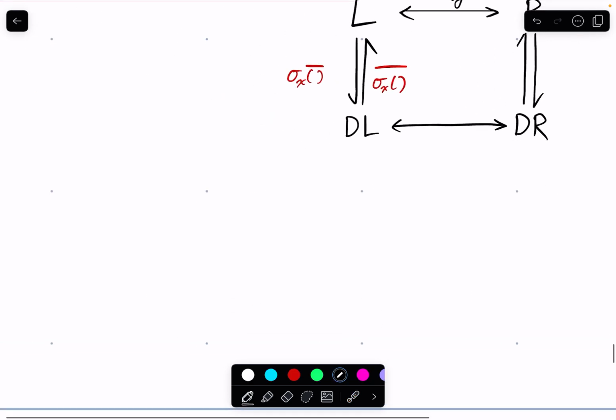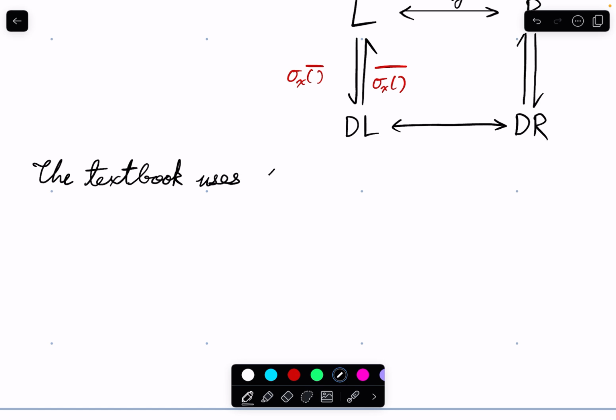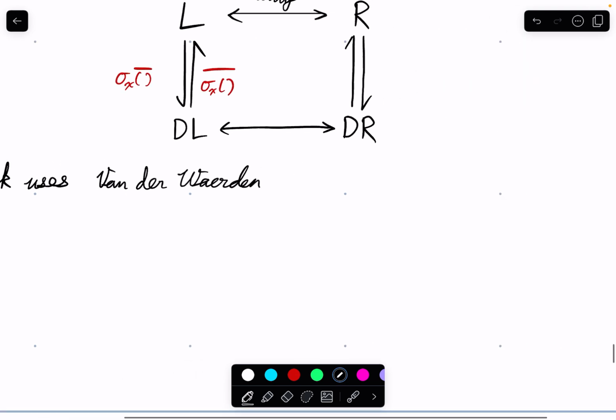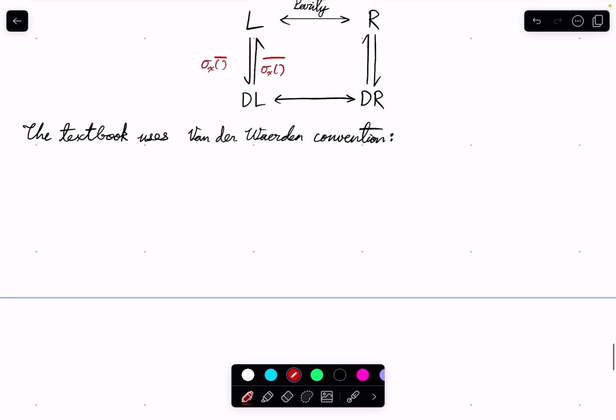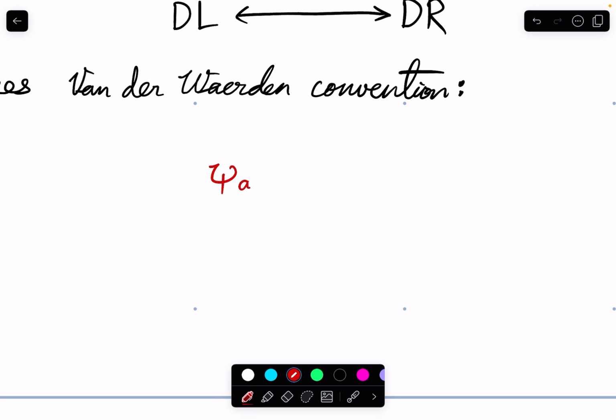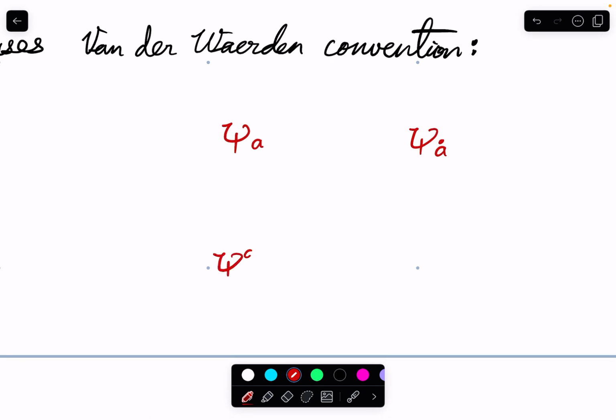Well, the textbook that we are using uses Van der Waerden convention, where you have a spinor with a lower index, a spinor with a lower index that is dotted, a spinor with an upper index, and a spinor with an upper index that is dotted. And these are related in the same way.